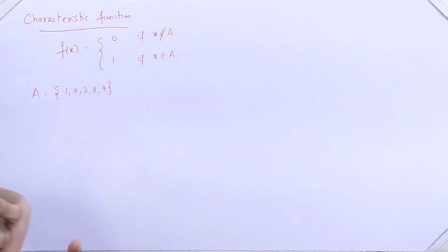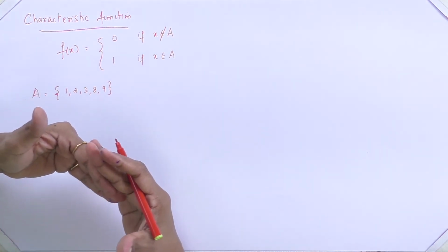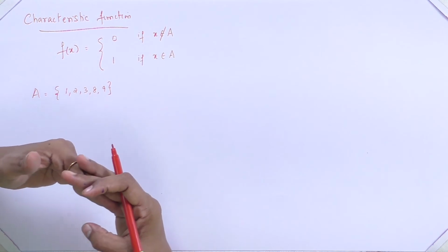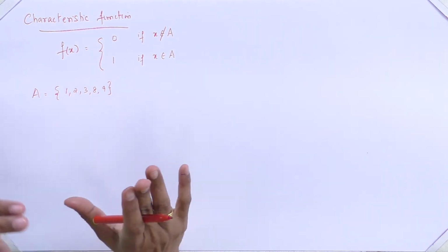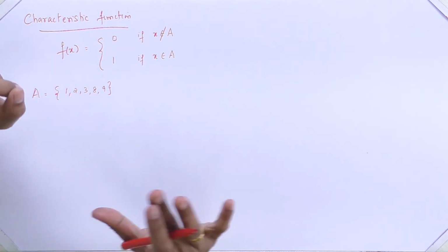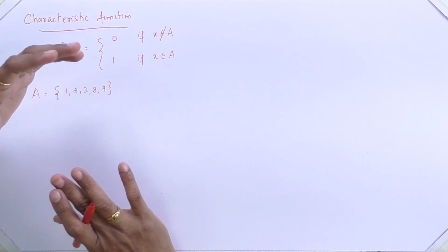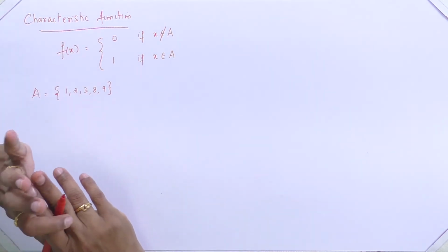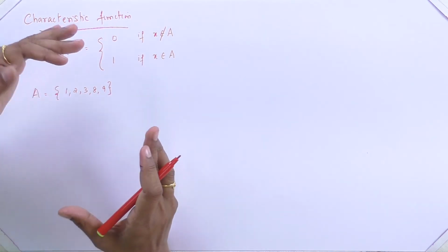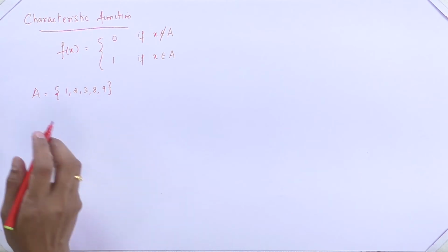So the characteristic function, what it says is that it has some special character. What is that character it has? Whenever I find an element in any given set, in that case the function will take the value 1. If not, it will take the value 0. So can you recall and relate this to a truth table? Yes. So this is a special kind of truth table. Let me explain that also.